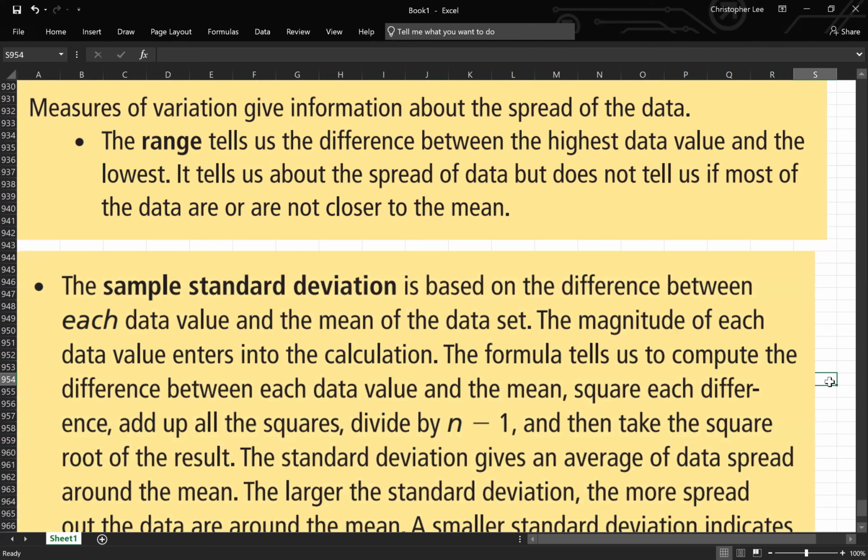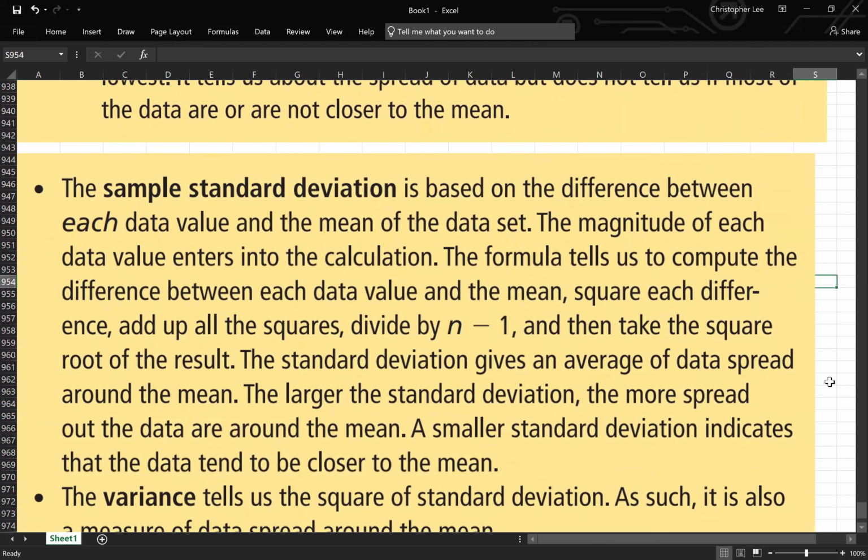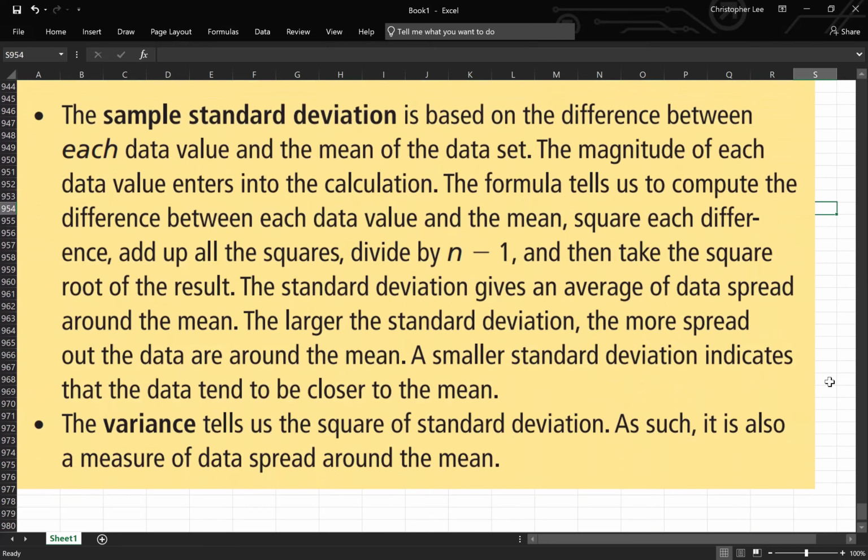The sample standard deviation is based on the difference between each data value and the mean of the data set. The magnitude of each data value enters into the calculation. The formula tells us to compute the difference between each data value and the mean, square each difference, add up the squares, and then divide by n minus 1. And then take the square root of the result. The standard deviation gives an average of data spread around the mean. The larger the standard deviation, the more spread out the data are around the mean. The smaller the standard deviation, the closer the data tend to be to the mean.